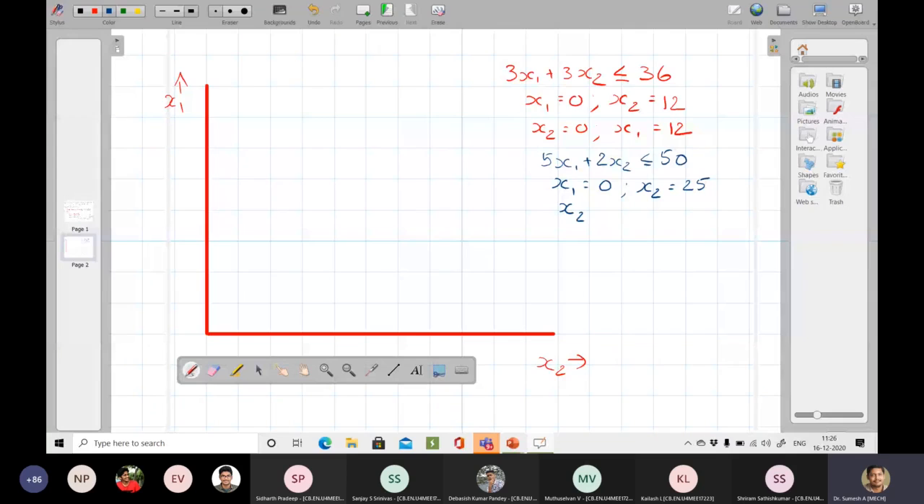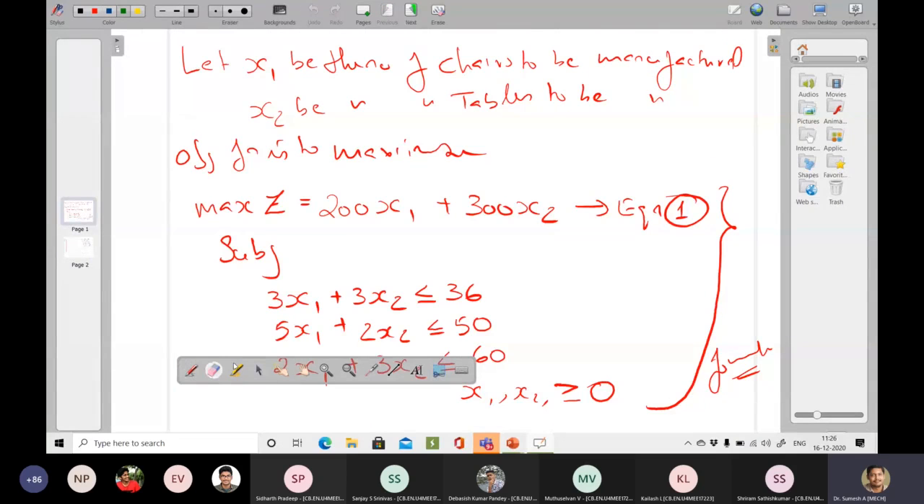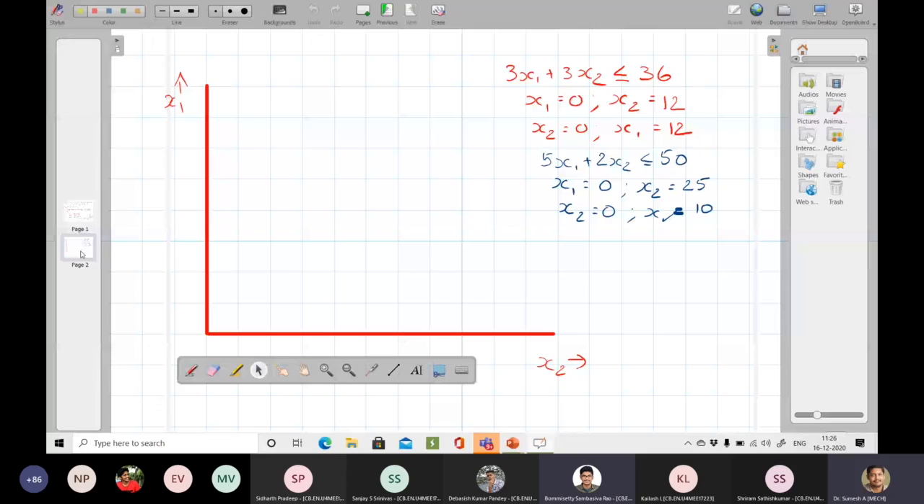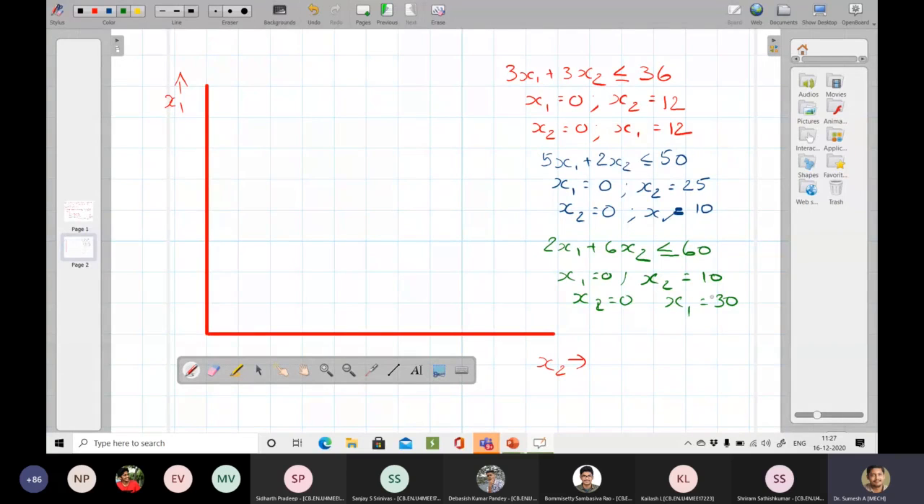And third constraint, 2x1 plus 3x2 less than or equal to 60. Sir, third constraint is 2x1 plus 6x2 less than or equal to 60, sir. Okay. So x1 is 0, x2 is 10, and x2 equals 0, x1 will be 30. So up to 30, 25, all those things are there. So take a suitable scale.